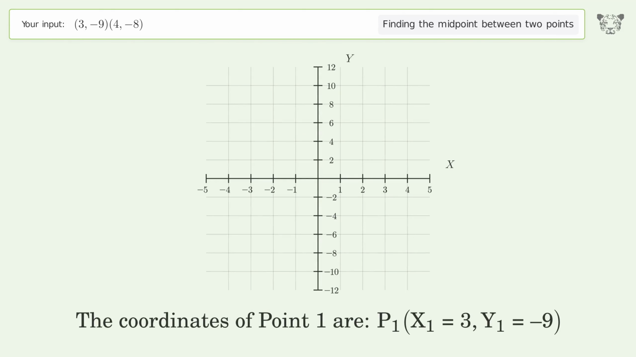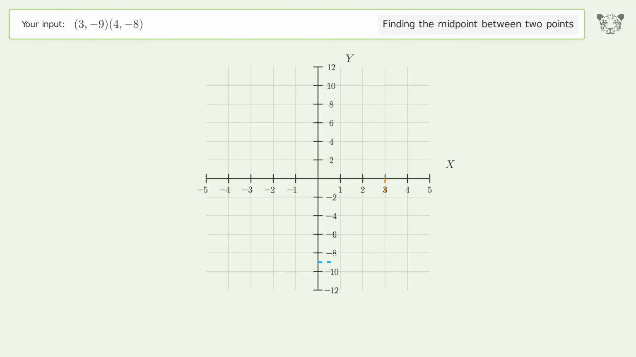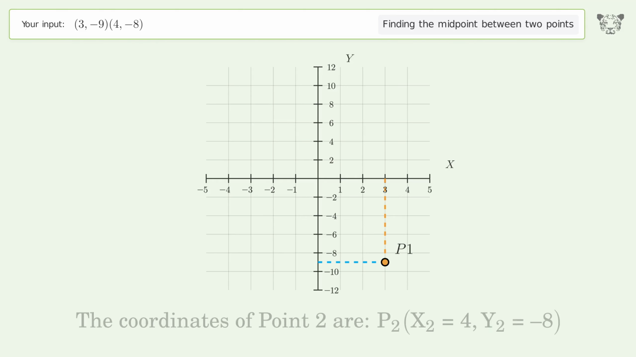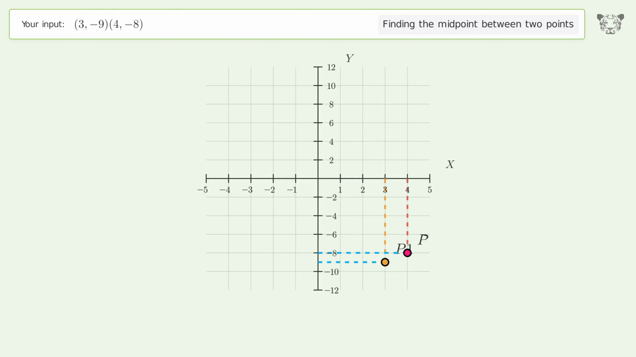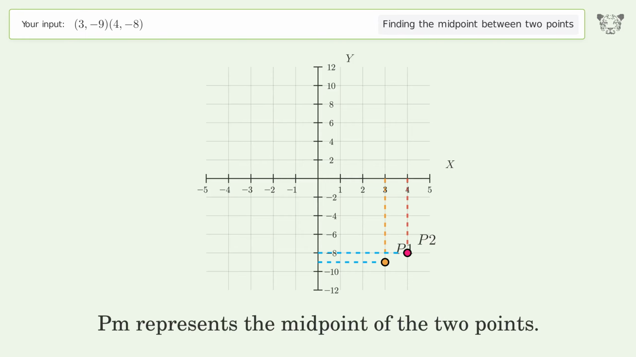The coordinates of point 1 are, x1 equals 3, y1 equals negative 9. The coordinates of point 2 are, x2 equals 4, y2 equals negative 8. PM represents the midpoint of the 2 points.